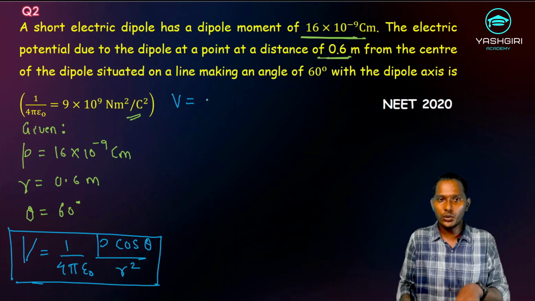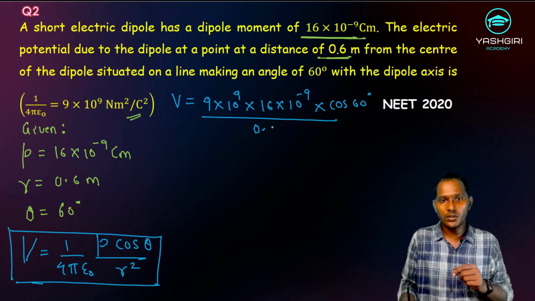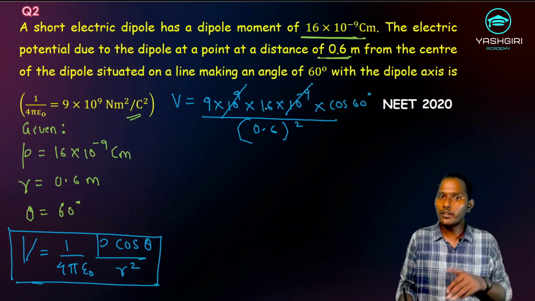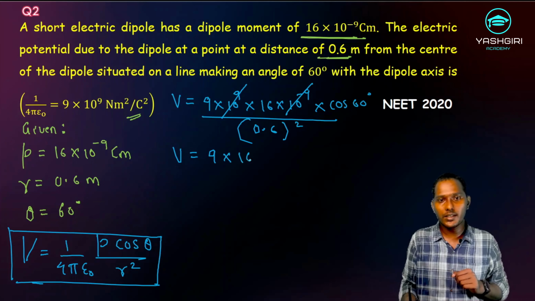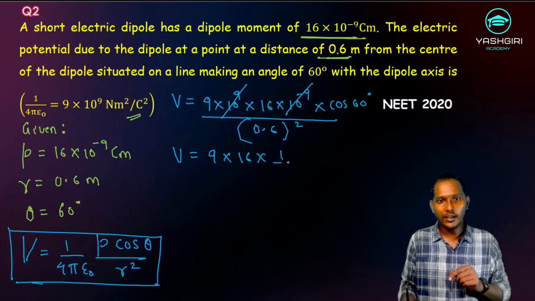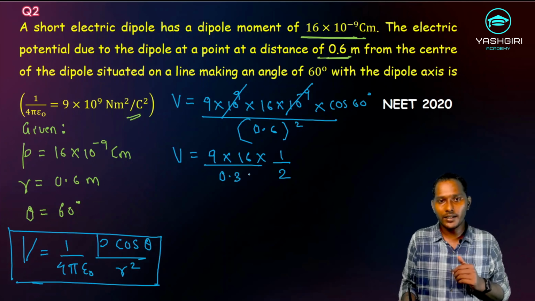Electric potential will be equal to, I know the electrostatic force constant, 9 into 10 to the power 9, and the electric dipole moment is 16 into 10 to the power minus 9 into cos of 60 degree, divided by 0.6 the whole square. If you see, 10 to the power 9 and 10 to the power minus 9 will get cancelled out. And the electric potential here will be 9 into 16, and I know cos of 60 degree is a half, so I can write a half divided by 0.6 square, that will become 0.36.